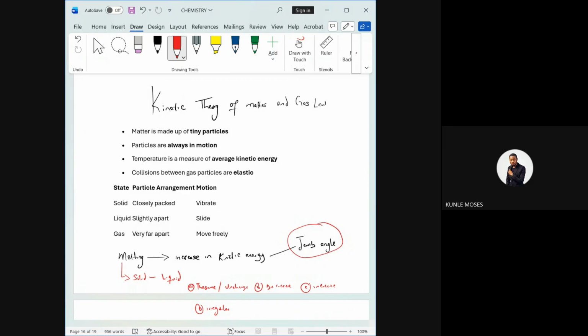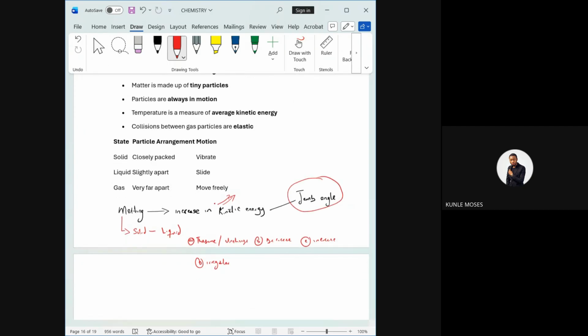So anytime you hear melting, there's an increase in kinetic energy. Please, are we together? So it simply means they can use change of state from solid to liquid to ask the question. They can just say melting. Please, are we together?